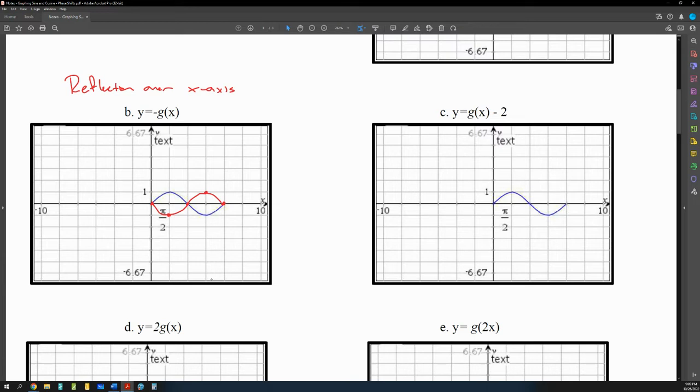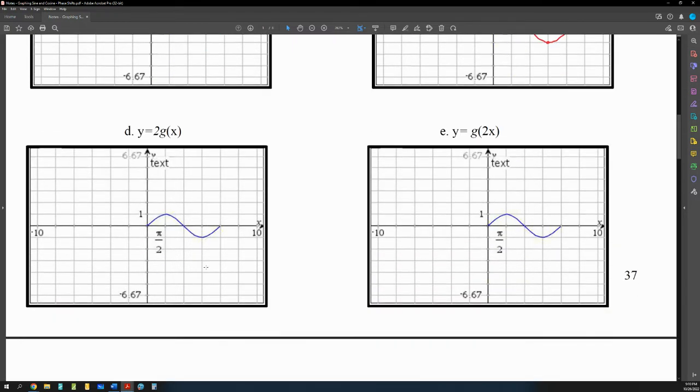Letter C, we have g of x minus 2. This is a vertical shift down 2 units. So we're going to take all of our y values and shift them down 2 units. So we have this graph here.